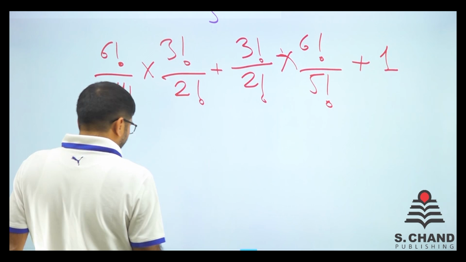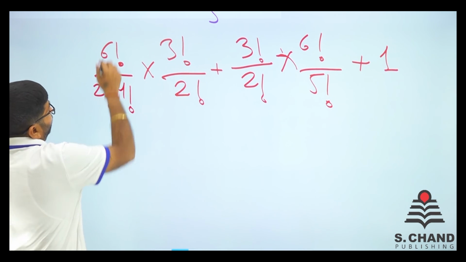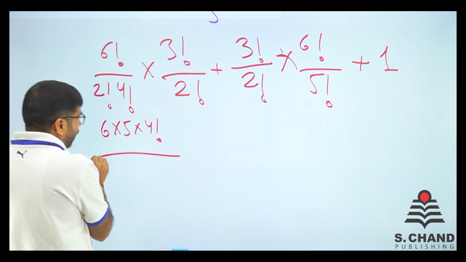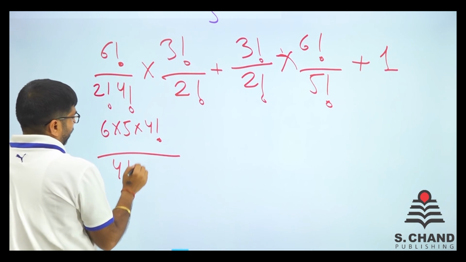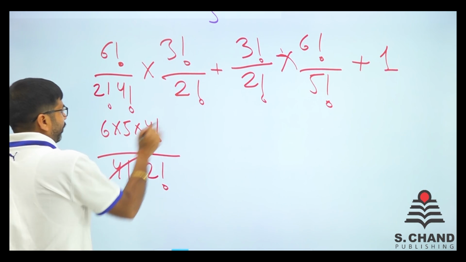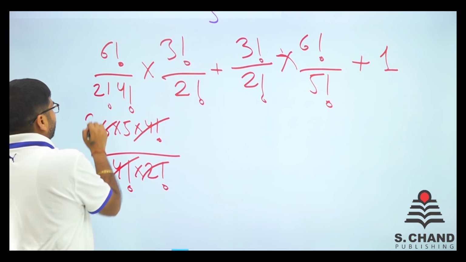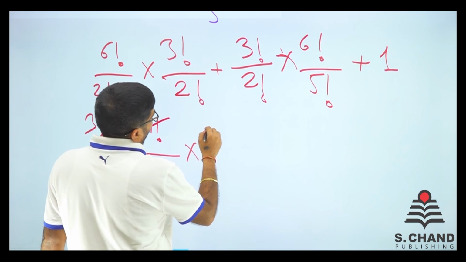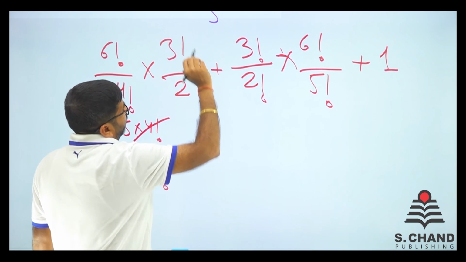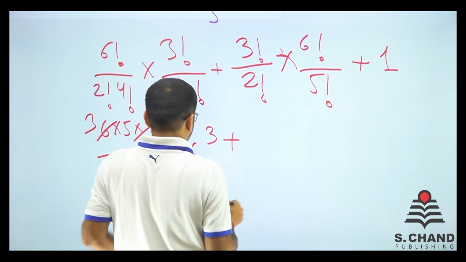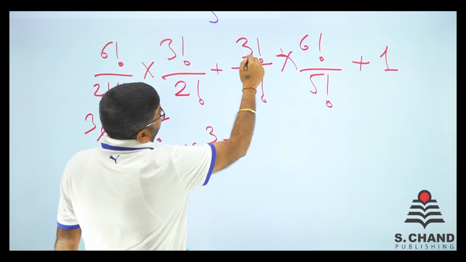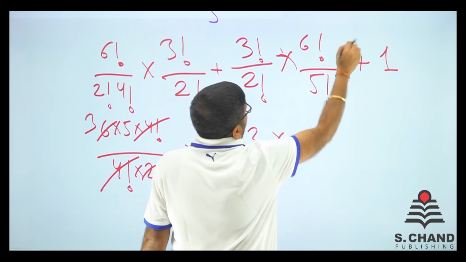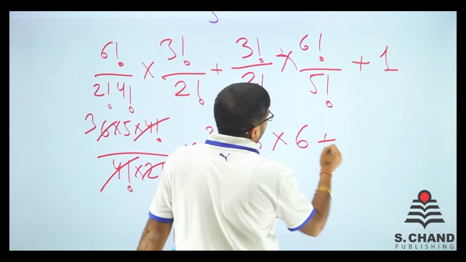Okay, so let's calculate this and we get the answer. 6 factorial: 6 into 5 into 4 factorial divided by 4 factorial into 2 factorial. So 4 factorial gets cancelled out, and 2 into 3, right? Okay, here we go. 3 factorial by 2 factorial, so only 3, because 2 factorial will get cancelled out. Plus, here we go, 3 factorial by 2 factorial again, 3 into 6 by 5, so 5 factorial gets cancelled out. We got 6, and plus 1.